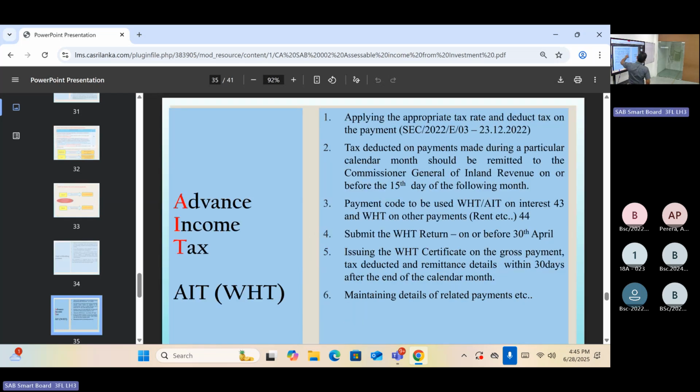What is the obligation of the person who is deducting tax? Applying the correct rate and deducting. The deducted amount needs to be remitted to the Commissioner General's account by the 15th of the next month. And submission of withholding tax return, annual declaration by 30th November. Right? Issuing withholding certificate to the person who received the income and maintaining related documents. That is his responsibility.